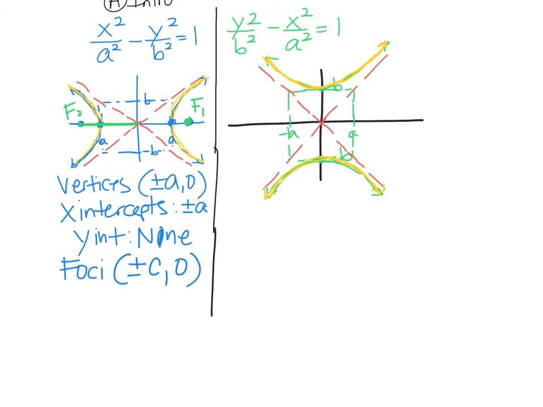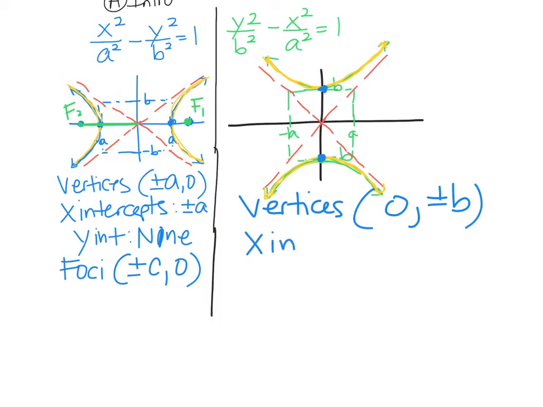So then just like this one over here, we're going to have a whole bunch of pieces of information. So now what are the vertices? Since y is first, my vertices will change. Instead of plus or minus A, 0, they are now 0, plus or minus B. They're right here and right here. Those are the vertices. Okay? The x-intercepts. Does this graph ever cross the x-axis? Does the yellow touch the x-axis? No. Not at all. There would be none.